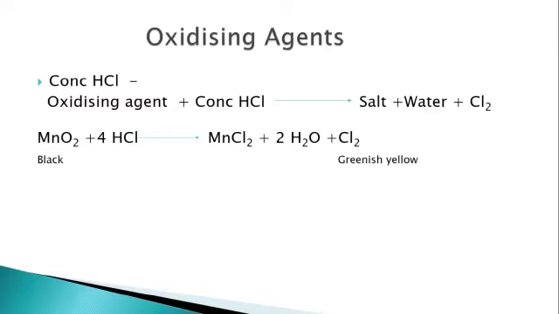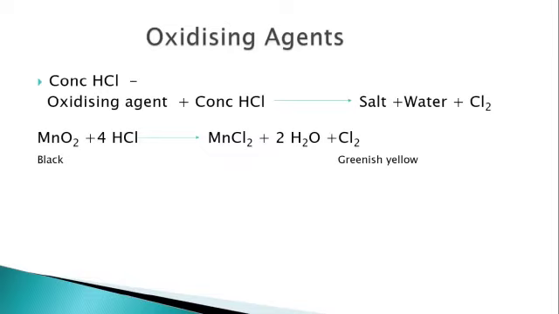Now concentrated HCl acts as an oxidizing agent. Whenever an oxidizing agent reacts with concentrated HCl, it forms salt, water and chlorine. Manganese 4 oxide reacts with HCl to form manganese chloride, water and chlorine gas.